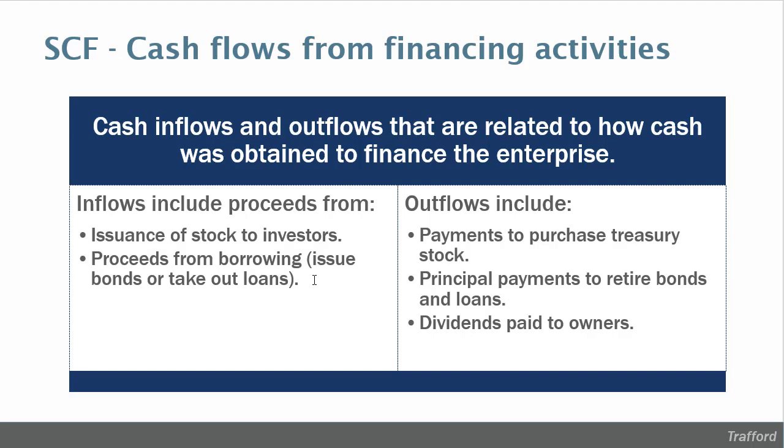Outflows, financing outflows, would include when a company pays back that borrowing or retires those bonds, and it includes a couple of more things as well. It includes when a company buys back some of its own stock. That's called a treasury stock purchase, and that's something we'll talk about much later in the course. And the other thing here as a financing outflow is when the corporation pays dividends to the shareholders. So the payment of dividends is considered to be a financing cash outflow.